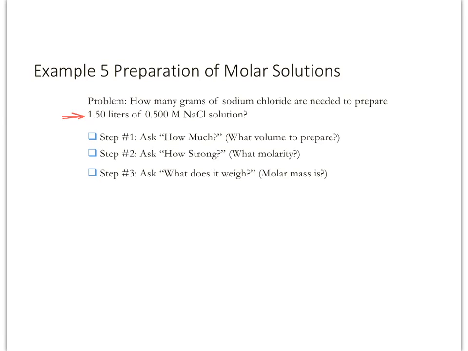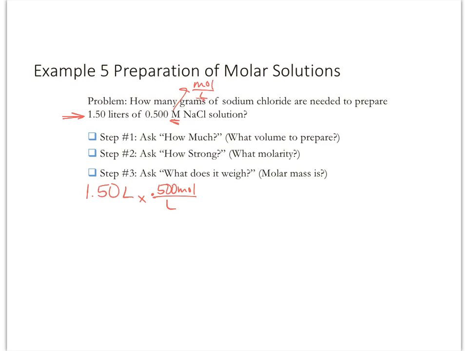So for this one, you want to ask, well, how much do I need? I need 1.5 liters. So that's what I'm given. So we'll work through this with factor labeling. How strong is it? What is the molarity? So that M could be expanded to moles per liter. So we'll do that to cancel out liters. So 0.500 moles per liter.